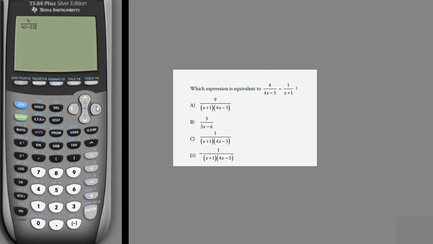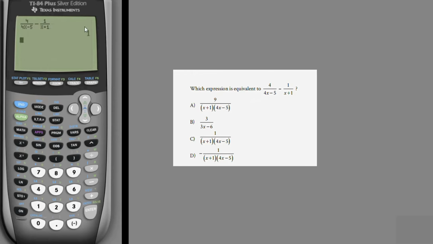Alright, then come over to this place, we have minus a fraction again. Press math, number, scroll up, and we have 1 over x plus 1. So that's it. This is the question we have here. Let's press enter to see the output.